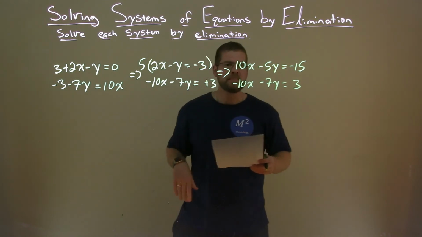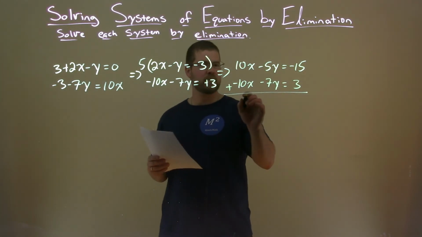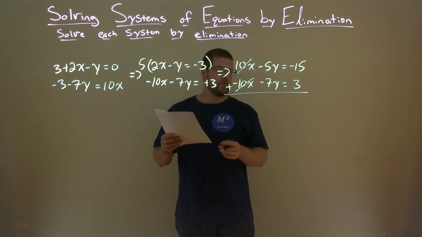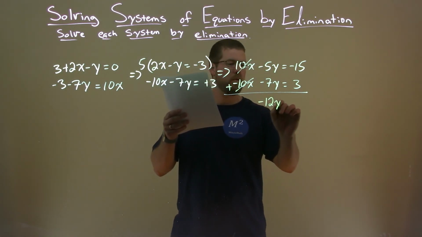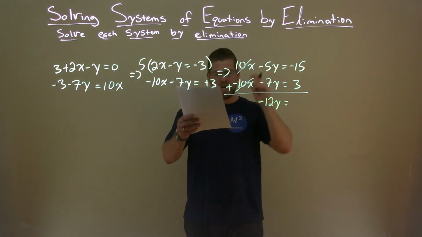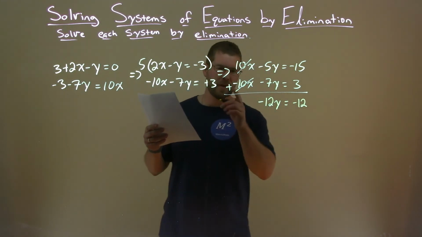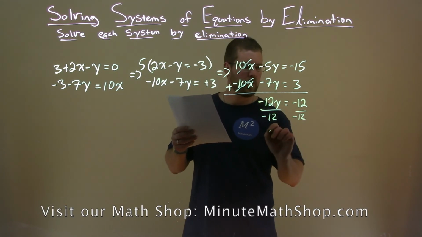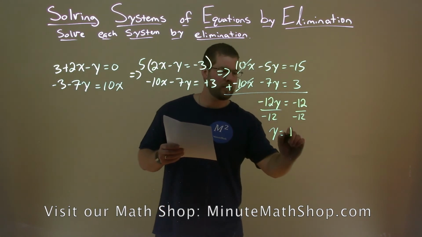All right, let's add the equations together. 10x plus a negative 10x, that was the goal. They're eliminated, it's 0. Negative 5y plus a negative 7y is a negative 12y. Negative 15 plus 3 is a negative 12. Oh, this is getting easy and nice. I like it. Divide both sides by a negative 12. And y equals negative 12 divided by a negative 12 is a positive 1.